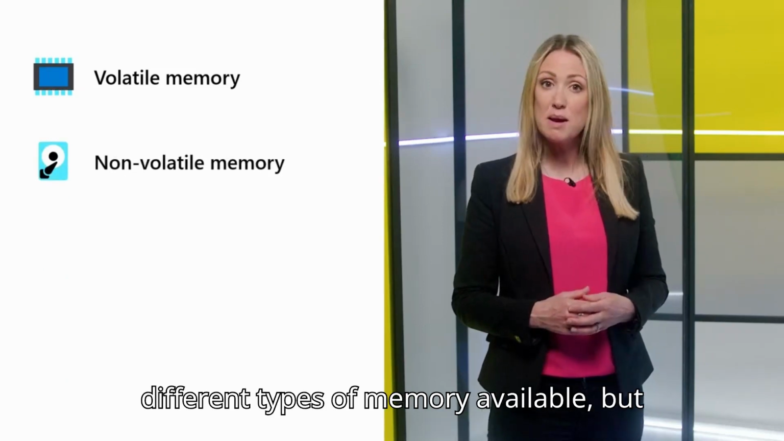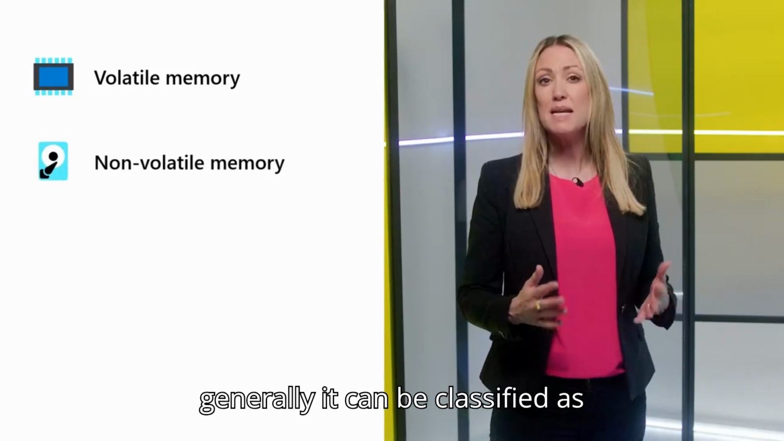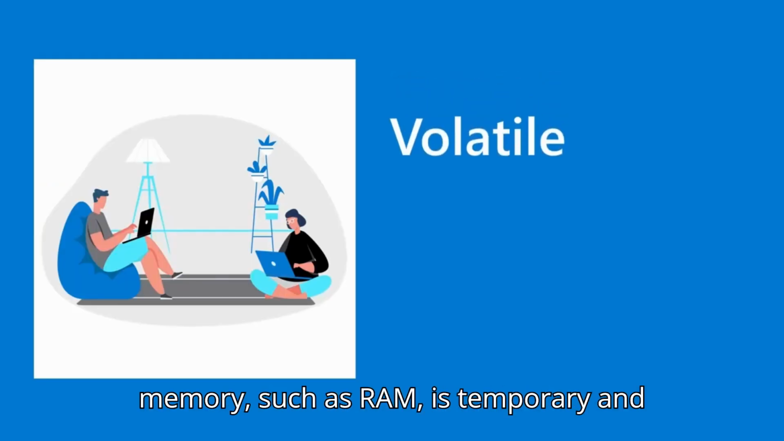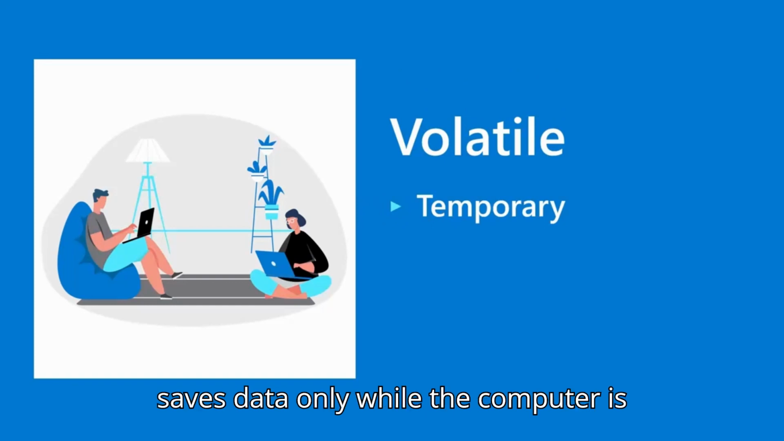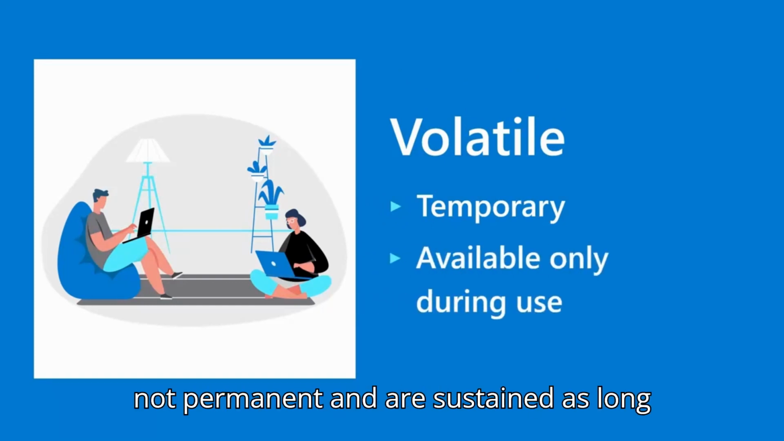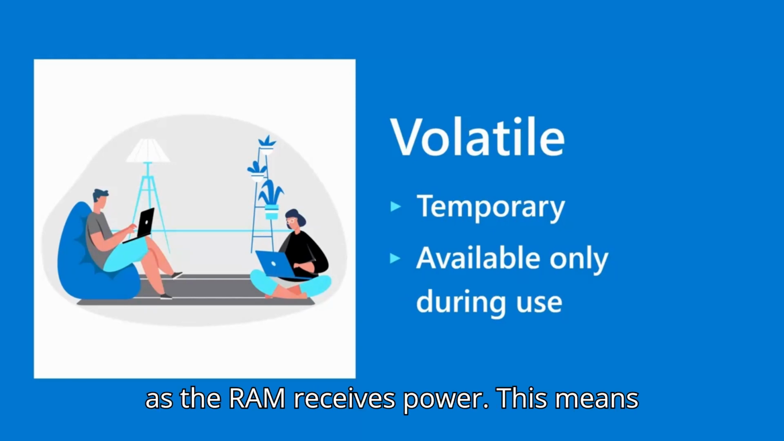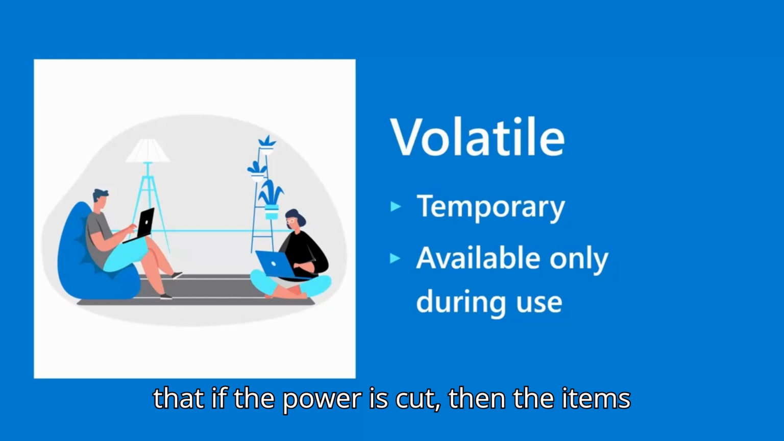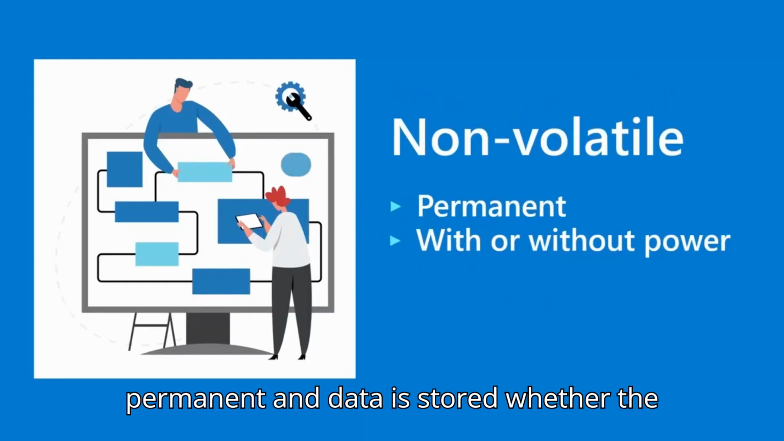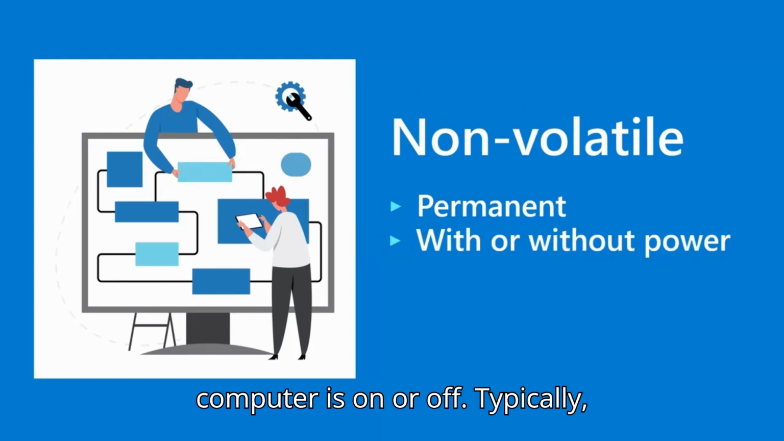There are different types of memory available, but generally it can be classified as volatile or non-volatile. Volatile memory, such as RAM, is temporary and saves data only while the computer is used. Items that are stored in RAM are not permanent and are sustained as long as the RAM receives power. This means that if the power is cut, then the items are lost. Non-volatile memory is permanent, and data is stored whether the computer is on or off.